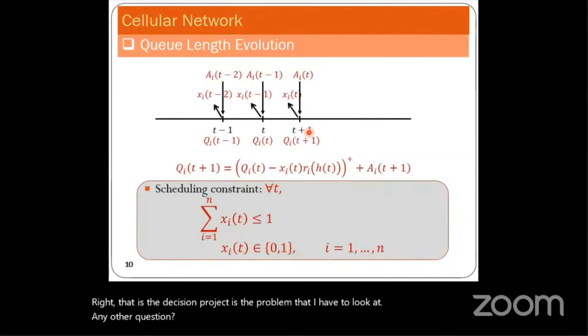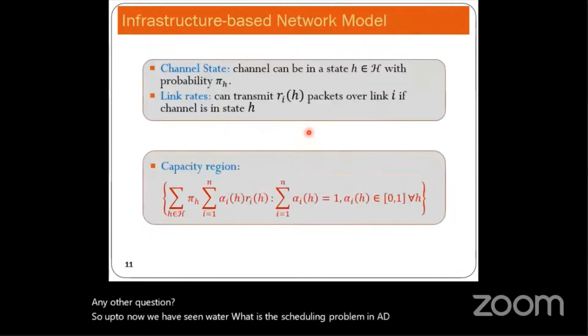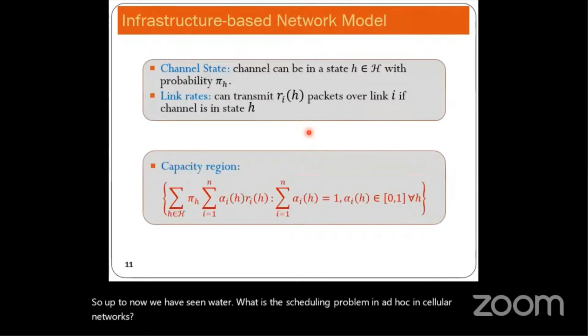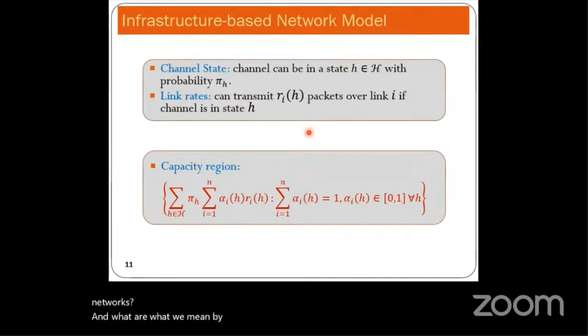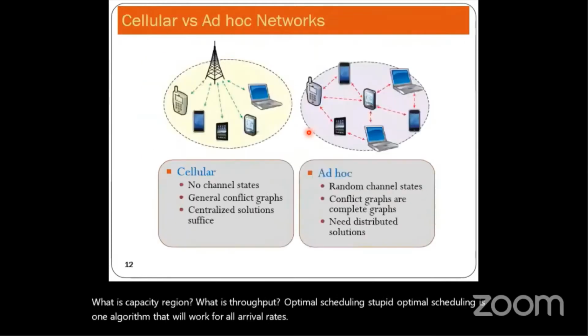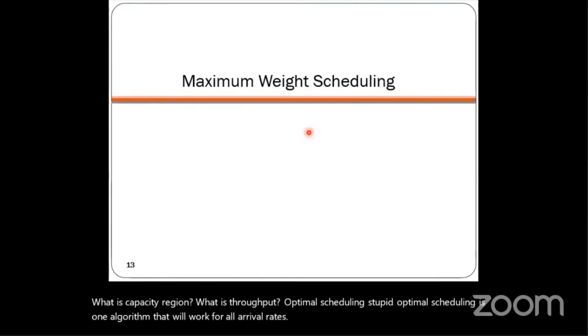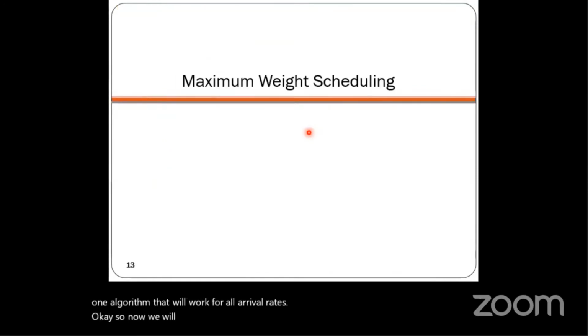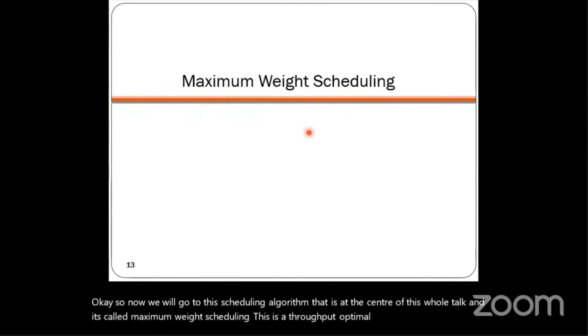So up to now, we have seen what the scheduling problem is in ad hoc and cellular networks, what we mean by schedule, what the capacity region is, and what throughput optimal scheduling is. Throughput optimal scheduling is one algorithm that will work for all arrival rates. Now we will go to the scheduling algorithm that is at the center of this whole talk, called maximum weight scheduling. This is a throughput optimal scheduling algorithm. We will come to that later.